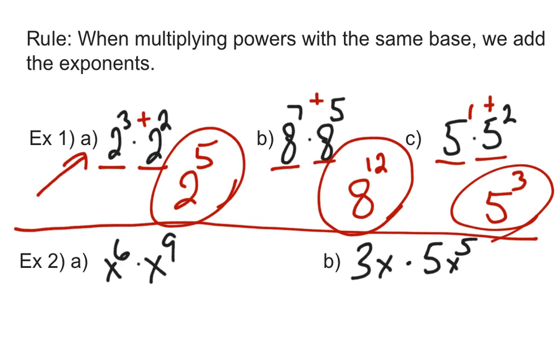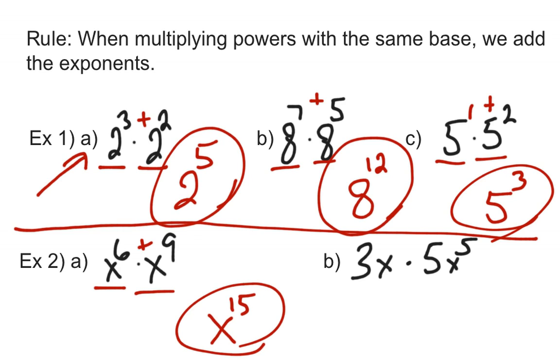Okay, so we're back. x to the 6th times x to the 9th. Since my bases this time are x, that means they're the same, so the base stays x. Exponents, 6 plus 9 gives me 15. x to the 15th power.